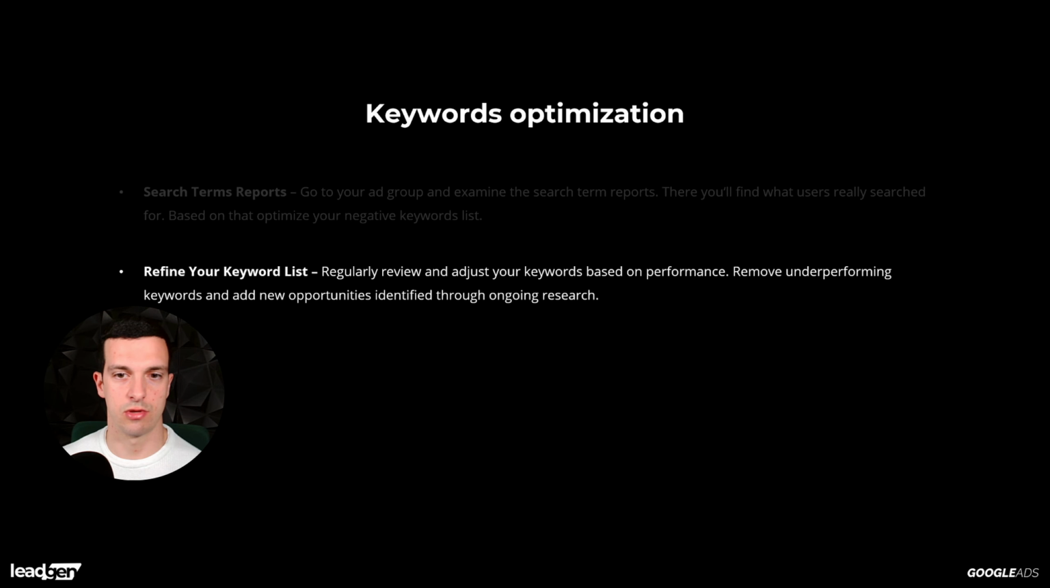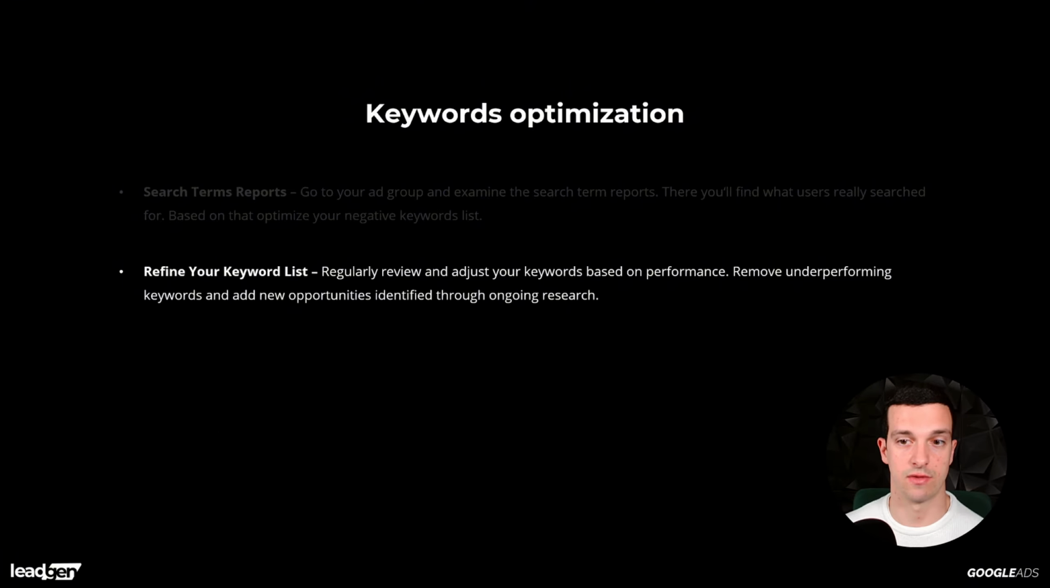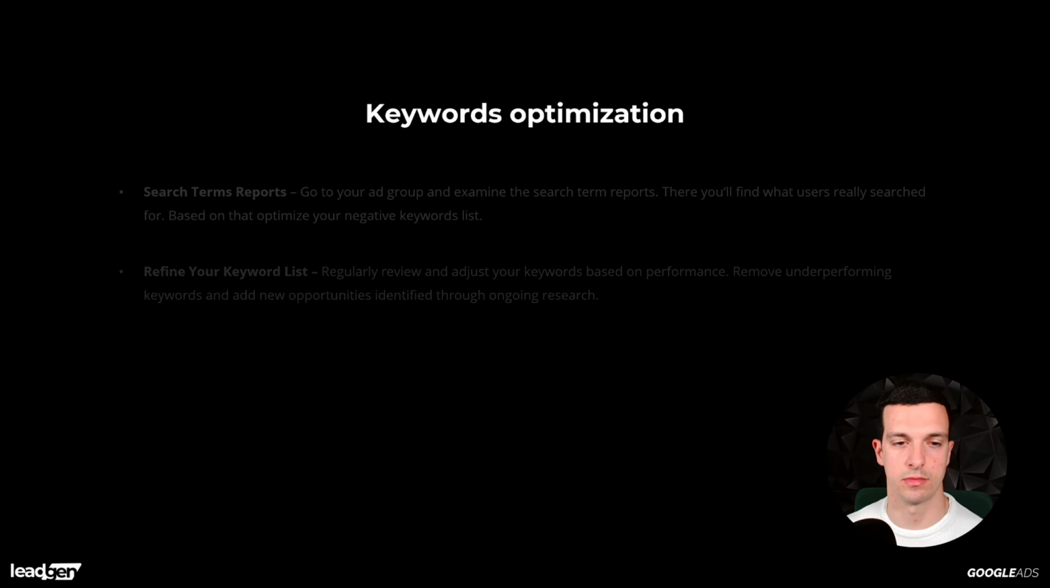Refine your keyword list: regularly review and adjust your keywords based on performance, remove underperforming keywords and add new opportunities identified through ongoing research. So you can still do the research process on your ad groups, on your campaigns, and then you can just pause the underperforming keywords. You can add new ones. You won't disturb any algorithm optimization and stuff, so that's fine.